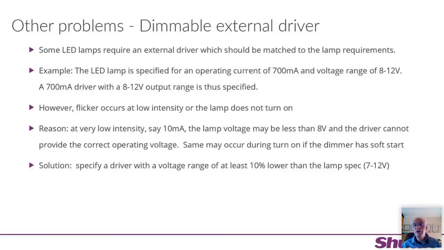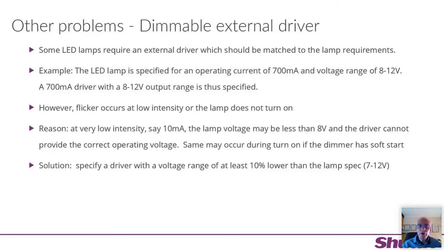Now, the reason for that is, as you start dimming down, your lamp voltage actually decreases. We did some measurements last night just to verify that again. With that particular 700 milliamp lamp rated for 8 to 12 volt, if we're down to 10 milliamp, the voltage on the lamp is 7.4 volt. So the driver simply cannot supply the LED lamp with the correct operating conditions if you dim down. And especially if you have soft start in your dimmer, then you're sitting with a bigger problem.